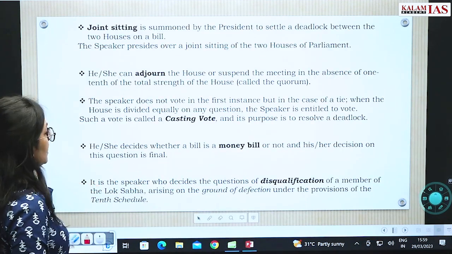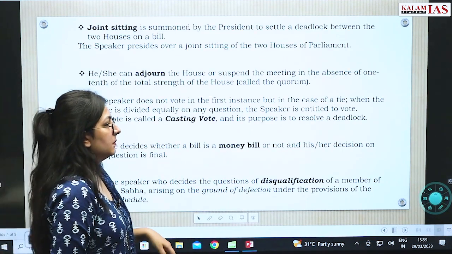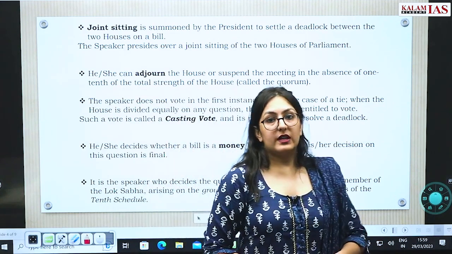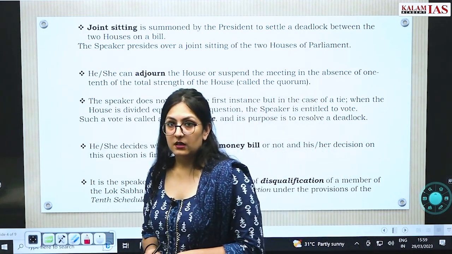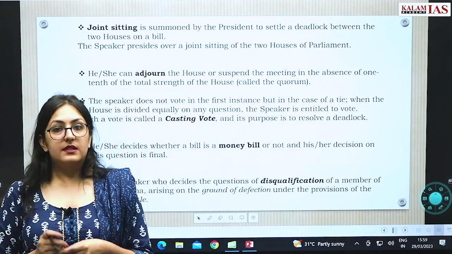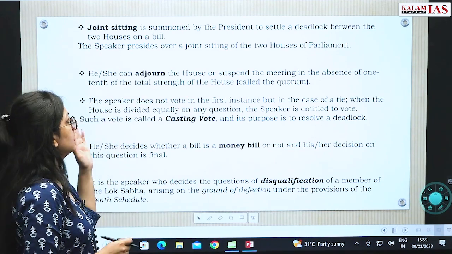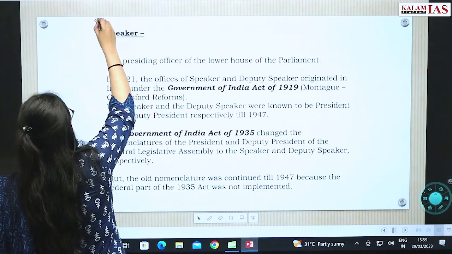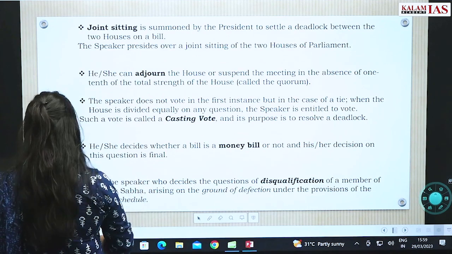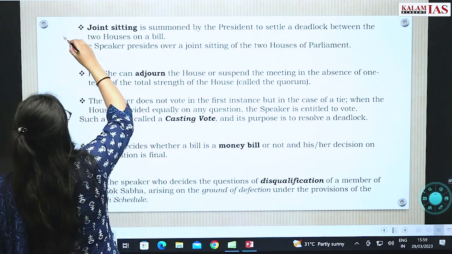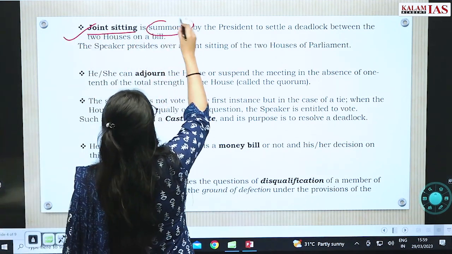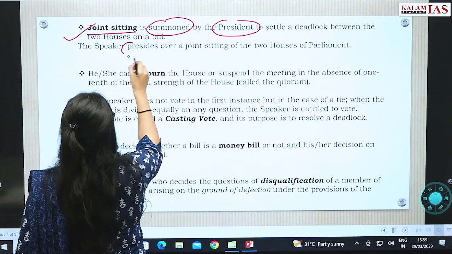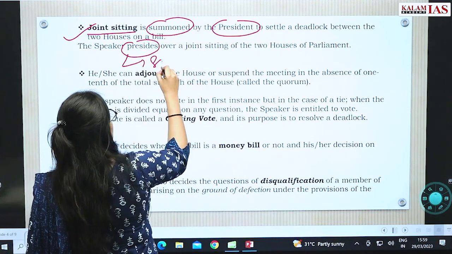Now, these are the functions which are performed by the speaker. Whenever there is a deadlock over a bill, the president summons the joint sitting. He calls for the joint sitting, but the speaker is the one who presides over it. Joint sitting is summoned by the president, but it is presided over by the speaker.